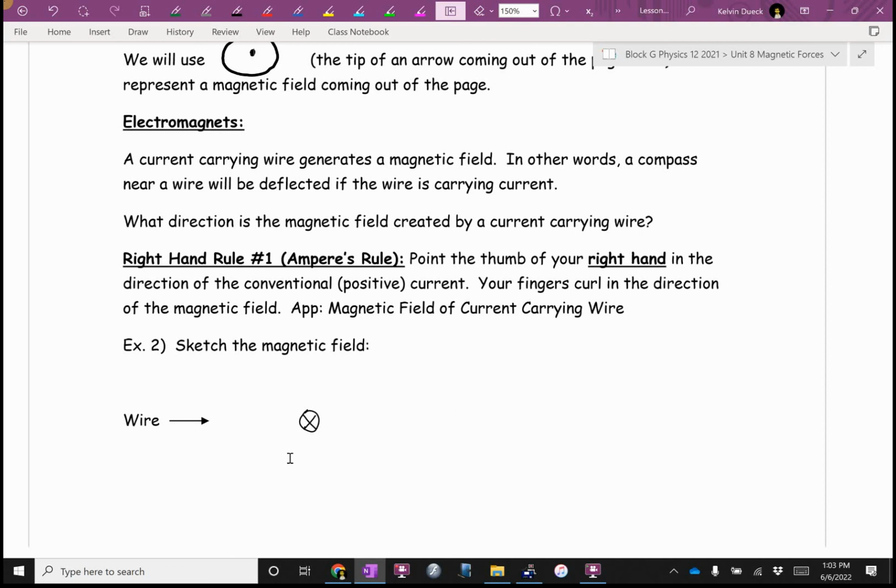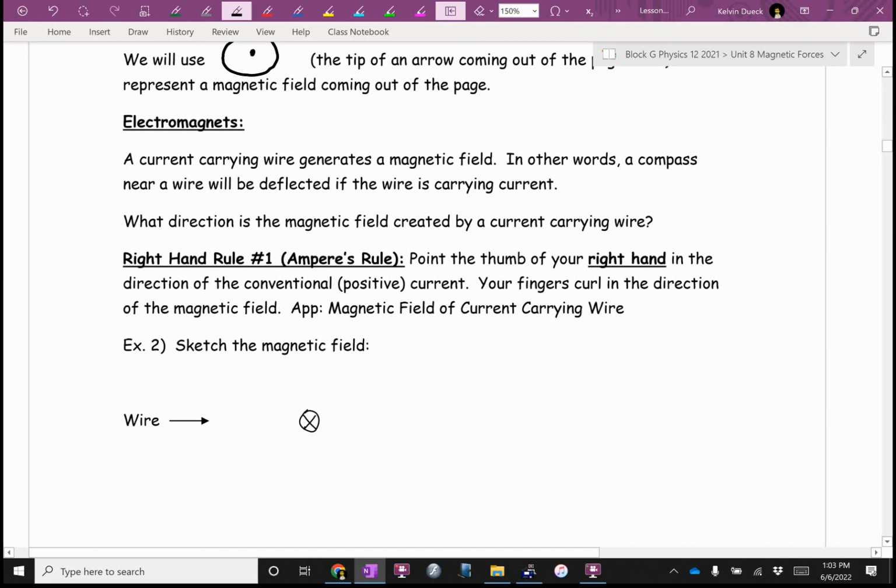There are 3 of them. The first one is often called Ampere's rule. You point your thumb of your right hand in the direction of the current, the positive current, not the electrons. Your fingers curl in the direction of the magnetic field. So let me show you what I mean.